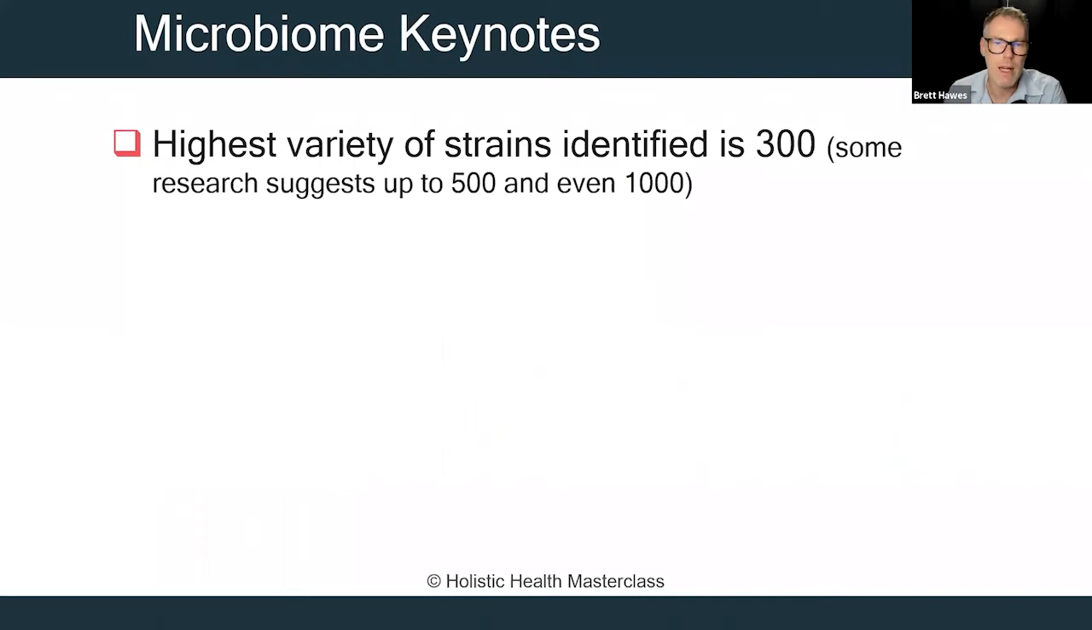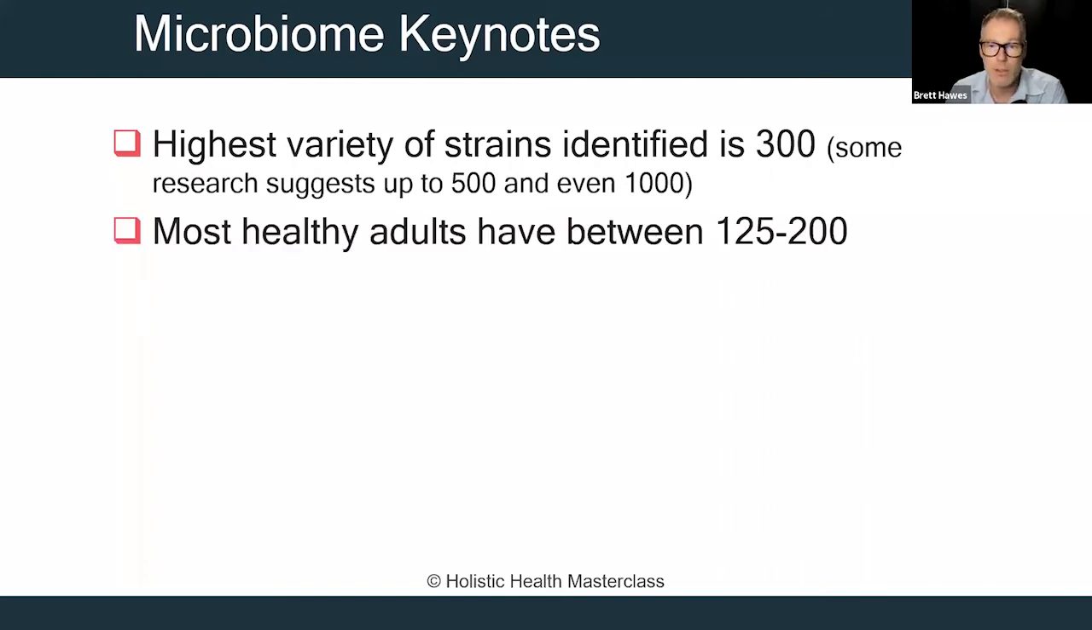So the highest variety of strains that we've identified, in other words, the variety of organisms that we've identified in the gut, are around 300. Now, some of the previous research went up to 500, some even 1,000, but much of that is outdated and sort of looking back 15 to 20 years. We'll expand more on this point when we look at some of the stool tests and some of those sample reports in just a second. Now, most healthy adults have between 125 and 200. I have yet to see anyone up in the 250 to 300 range.